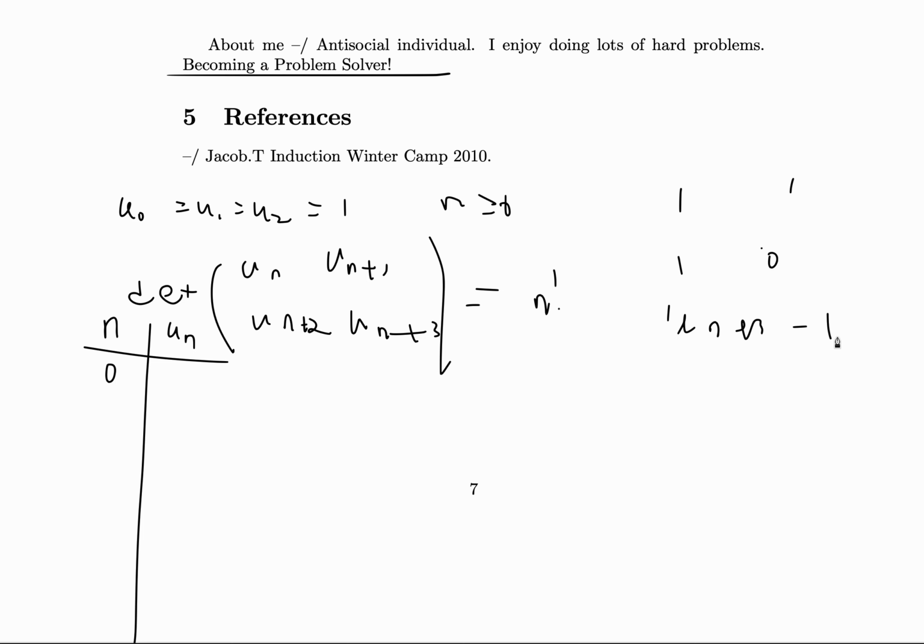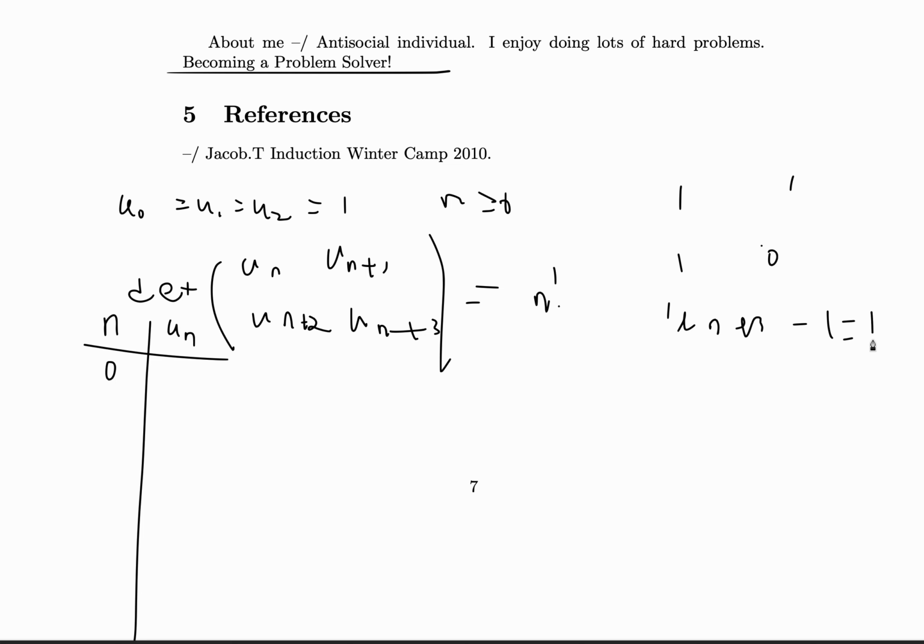So we have minus 1 is equal to n factorial. In this case, it's 1. So u_{n+3} is equal to 2. Or u_3 is equal to 2.